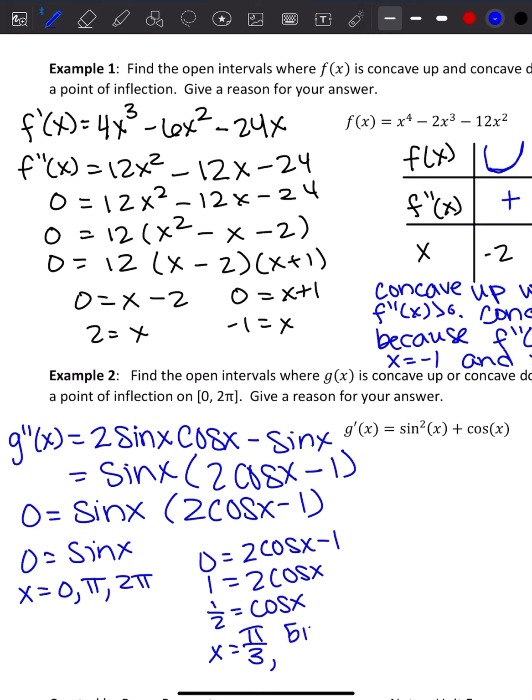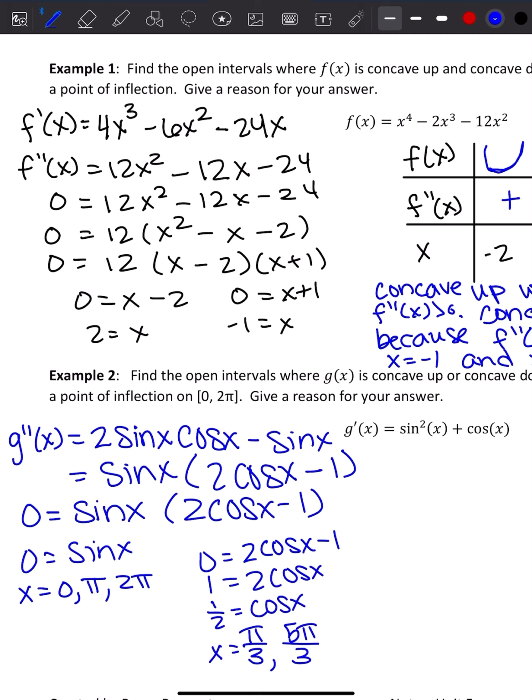And the counterpart of 5 pi over 3. So we have 0, pi, 2 pi, pi over 3, and 5 pi over 3. We need to check all of these values to decide if we're concave up or down and where we change signs.